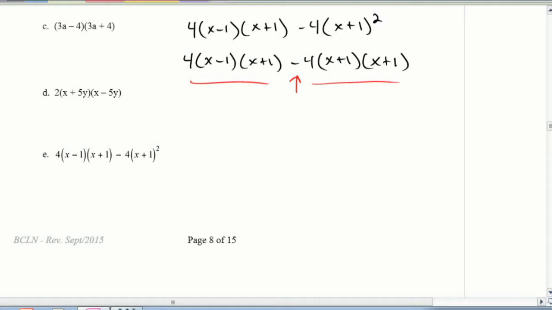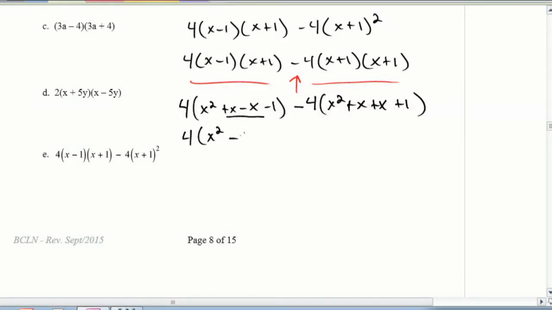So what I'm going to do is leave the 4 for now, and I'm going to FOIL these things. So first times first is x squared, outside is x, inside is negative x, and last is negative 1. And then I'm going to do the same thing here. I'm going to FOIL first. X times x is x squared, plus x plus 1. Combine like terms. 4x squared. These two guys in the middle actually cancel. This is a difference of squares. If you keep track, x squared plus 2x plus 1.